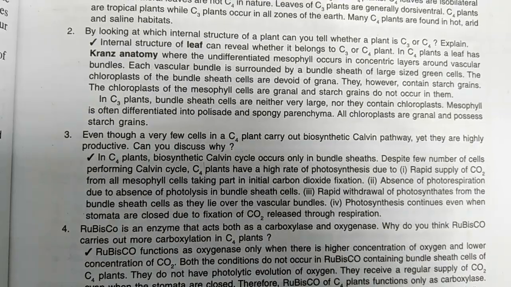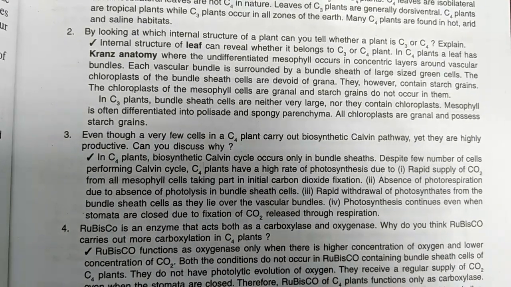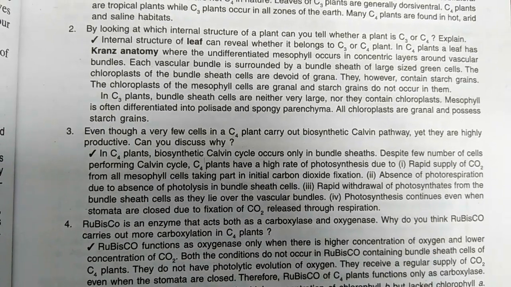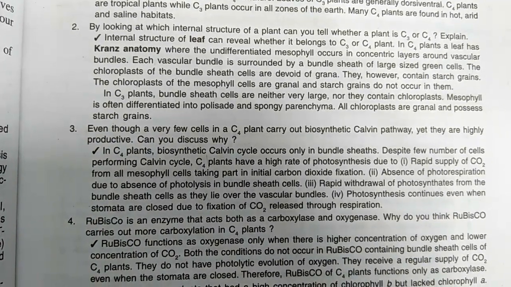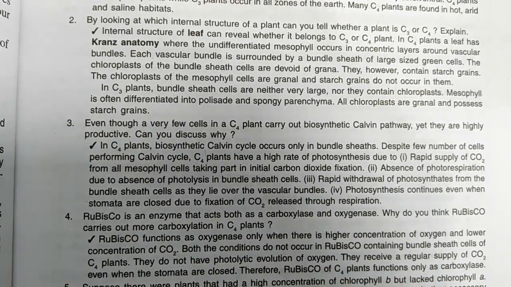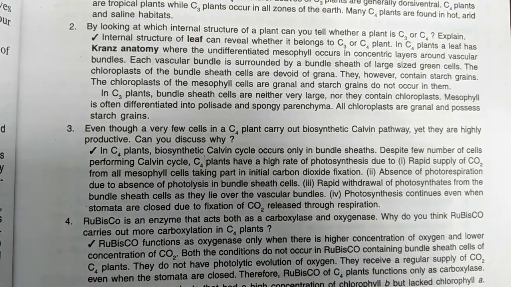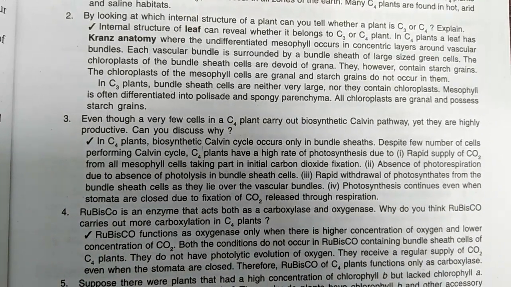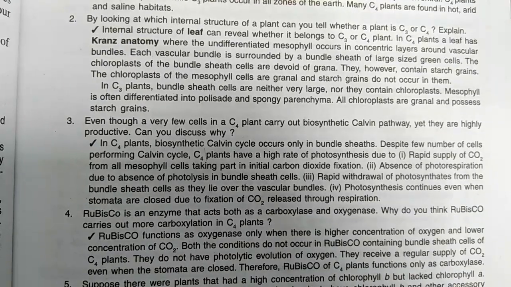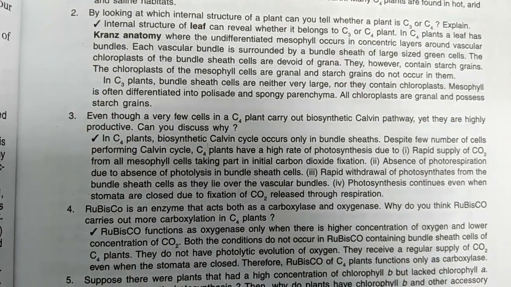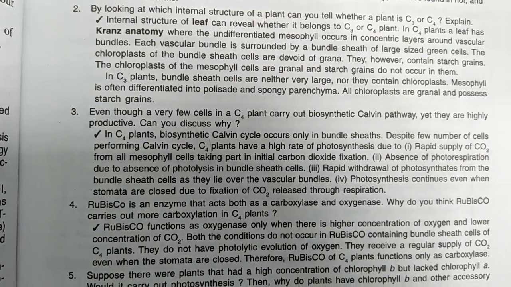Second, absence of photorespiration due to absence of photolysis in bundle sheath cells. Third is rapid withdrawal of photosynthates from the bundle sheath cells as they lie over the vascular bundles. Photosynthesis continues even when stomata are closed due to fixation of CO2 released through respiration.